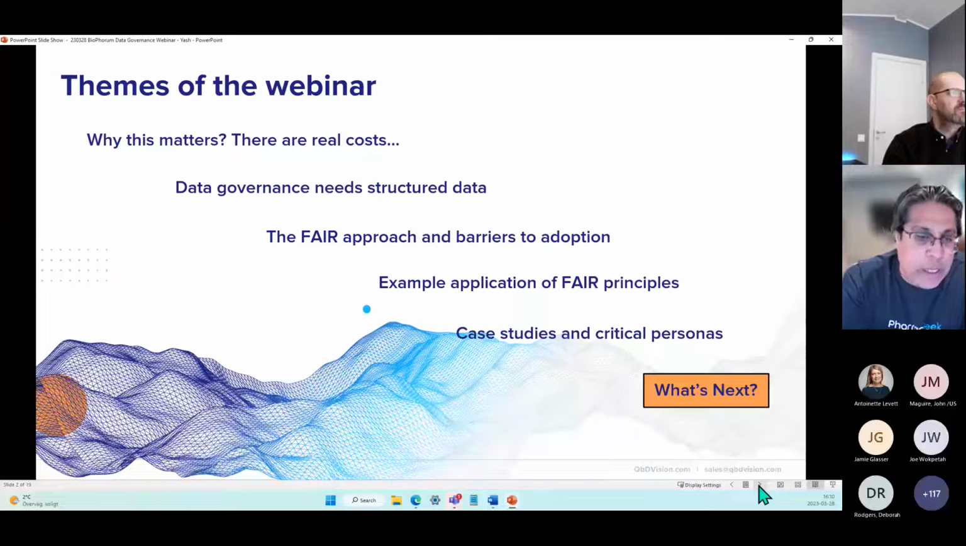We'll also give a short example of how you can apply FAIR principles, and then there'll be some further discussions about case studies and critical personas with some of the other presenters today. Of course, we want to have a conversation around what's next. So hopefully in the Q&A session we can do that.